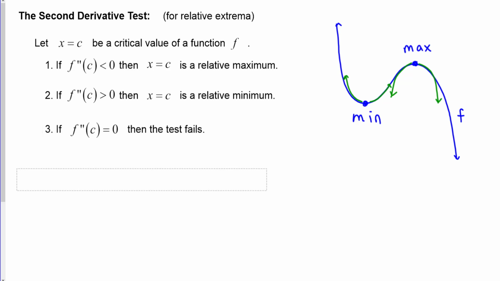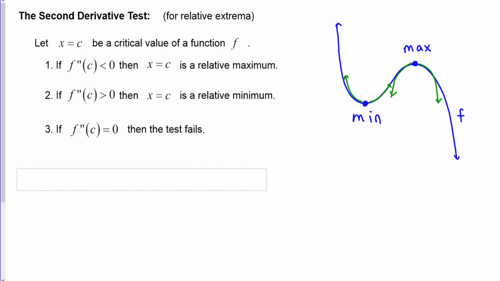There is one catch to the second derivative test, however, and that is if the second derivative evaluated at that point is equal to 0, then the test fails. That can occur, but it's just one limitation of the second derivative test. You can always default back to the first derivative test if the second derivative test fails.